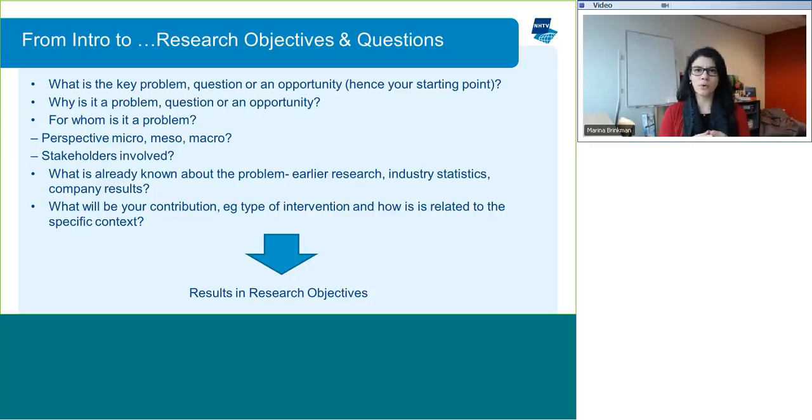And when you talk about for whom is this problem, you can think of the 3 perspectives, the micro, meso, and macro. Is your problem related to individuals? Is your problem related to departments, or the functioning of departments, organizations, or maybe wider the industry itself? Who exactly is involved in the context of your study? So those were the initial questions that you already asked yourself when you were describing the introduction of your thesis, or when you're thinking of how to describe the context of your thesis.